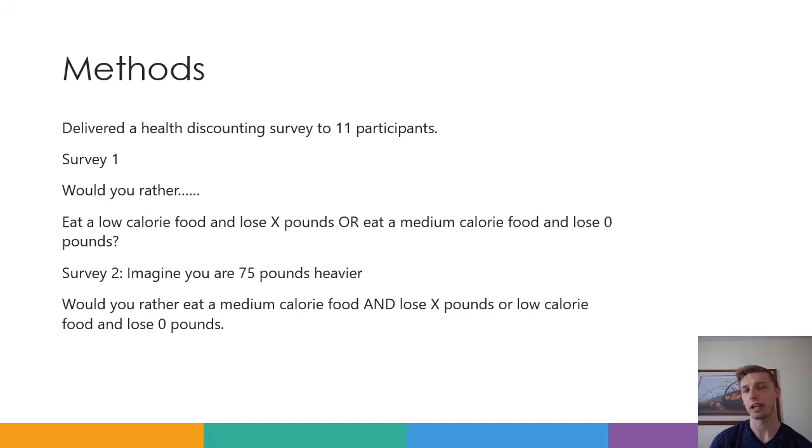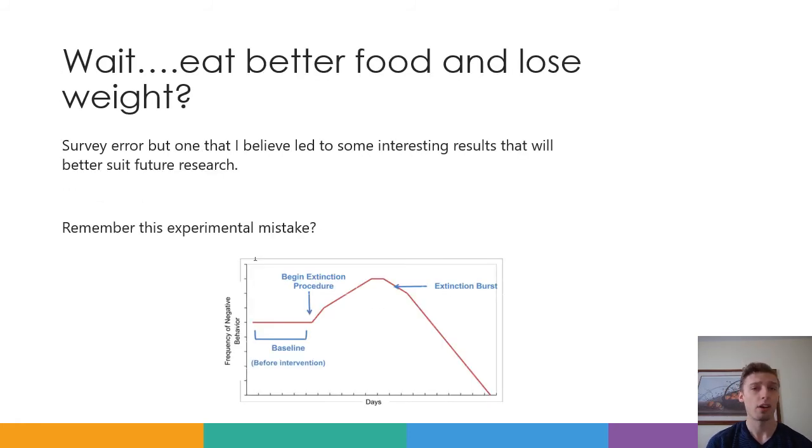Now, I know it's confusing. Why would we look at eating medium-calorie food and losing weight and have them imagine 70 pounds heavier? This is the mistake that happened in the survey. I didn't notice it till most data was collected, but I decided to run with it and see where the data would go because some interesting results happened. And I think this mistake will actually lead to better future research, much like when the operandum in one of Skinner's research boxes broke and we were able to discover the extinction burst. This could potentially lead to some similar future research.